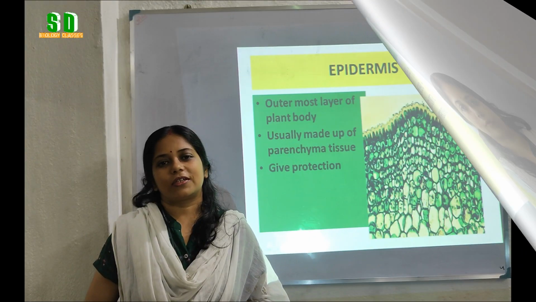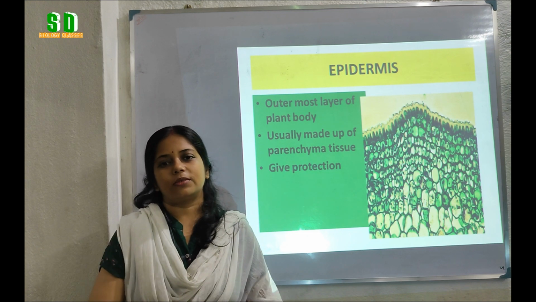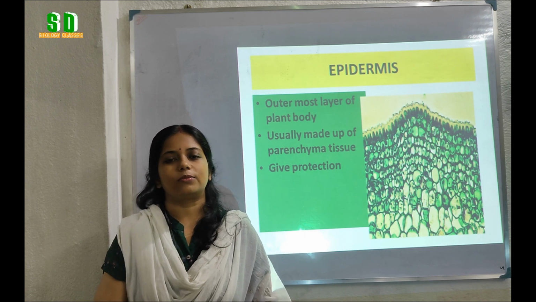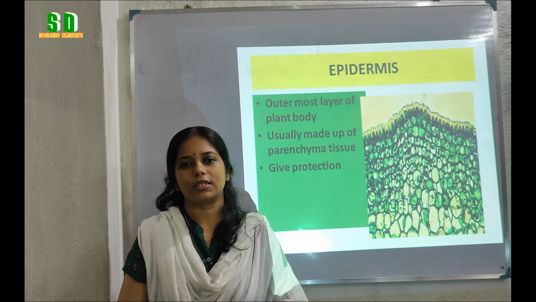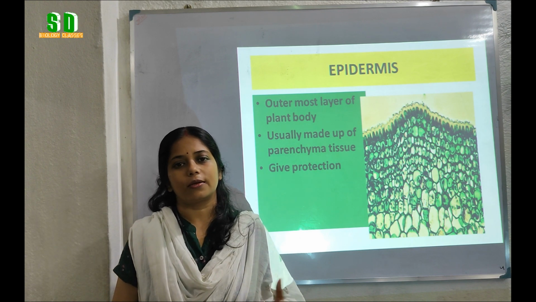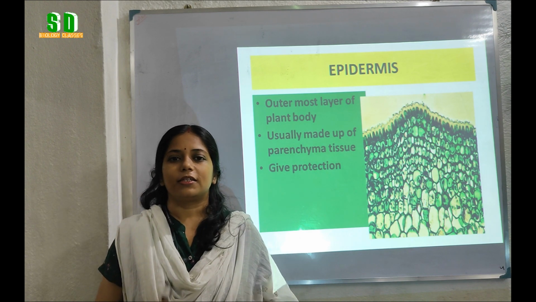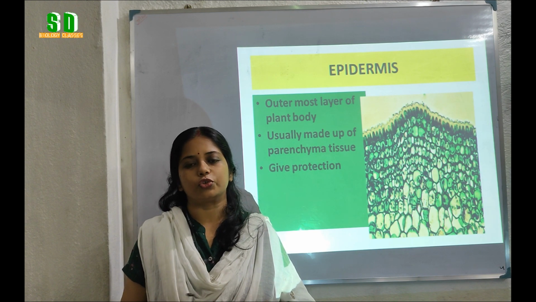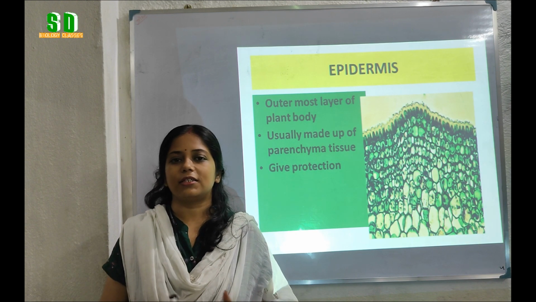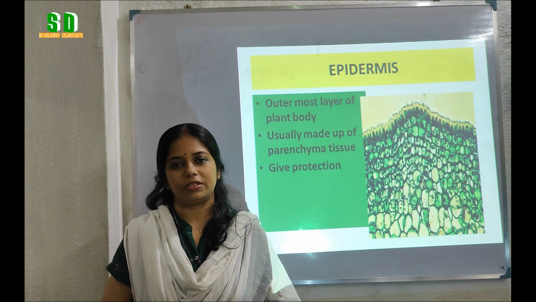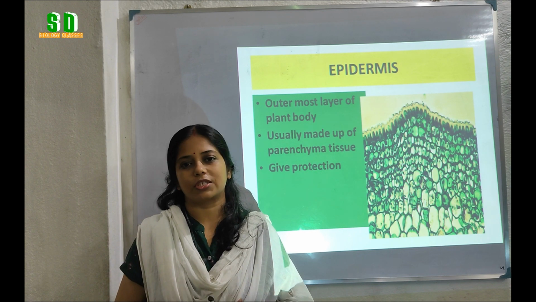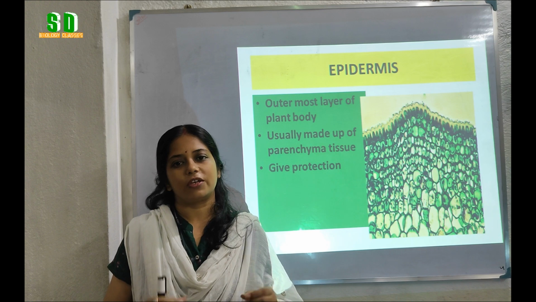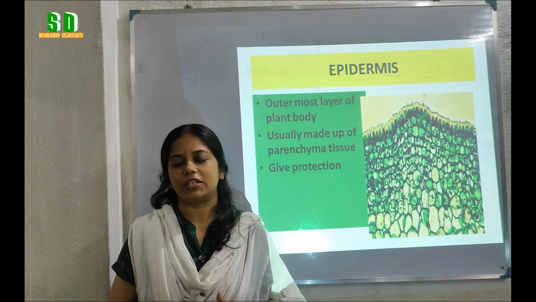Students, we are human beings. Our body is protected by the outermost layer that is called skin. But what happens to the plant body? Their body, that is root, stem and leaves, is also protected by a layer, and that layer is called the epidermis. Epidermis is the outermost layer of the plant body, whether it is root, stem or leaf.